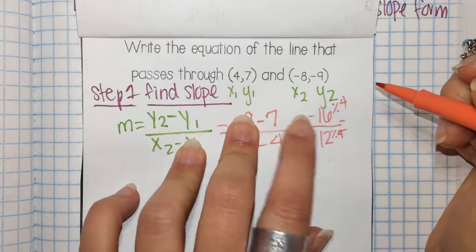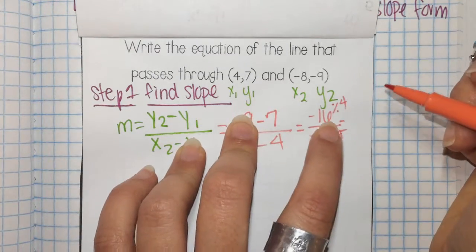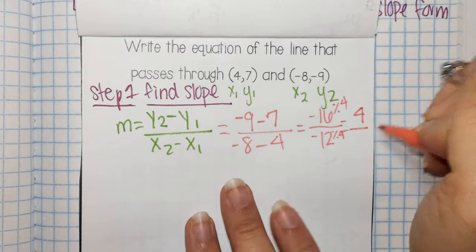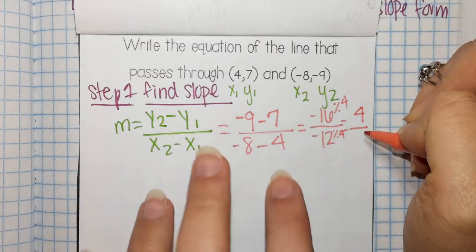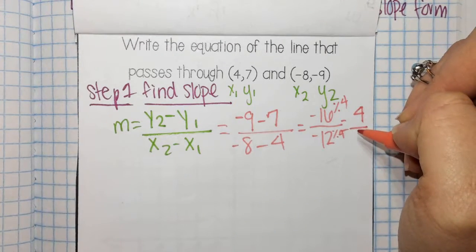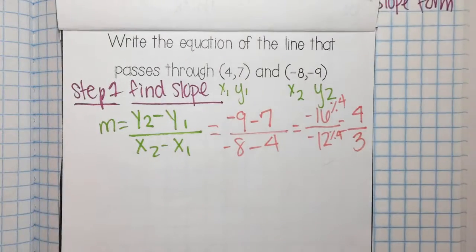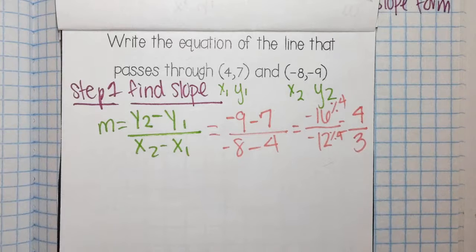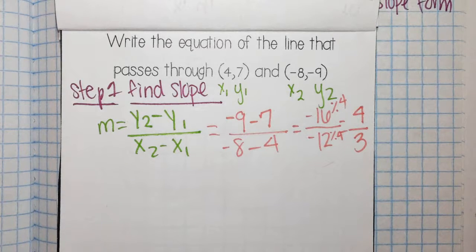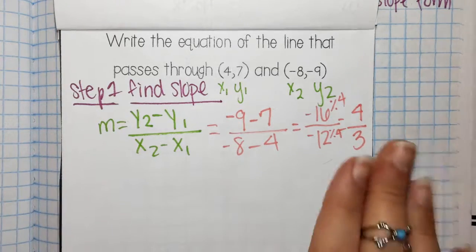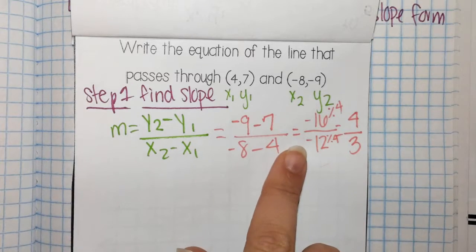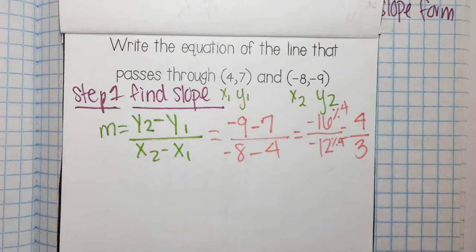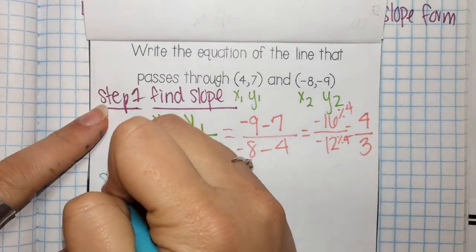Alright, so remember, this turns into a positive. So what's 16 divided by 4? Negative 4 and then negative... And what's 12 divided by 4? 3. Thank you. Take a point, Kimberly. Alright, so remember, it's positive because a negative divided by a negative is a positive. Reduce your fraction. So step 1 is to find slope. Step 2, write in point slope form.